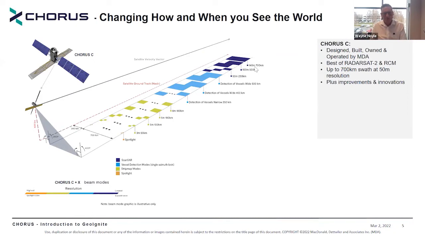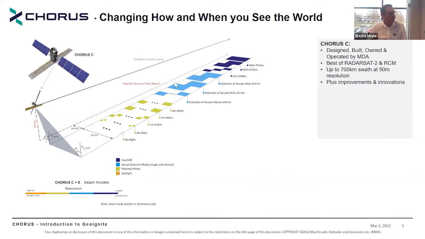We're currently going through the design for CHORUS. This is a document that was prepared a little while ago at PDR. We now have 100 meters at 700 kilometers, or 50 meter resolution at 700 kilometers. So we're making some refinements, some improvements on the capability. But we have the broadest area, 700 kilometers, let's say a 50 meter single look.